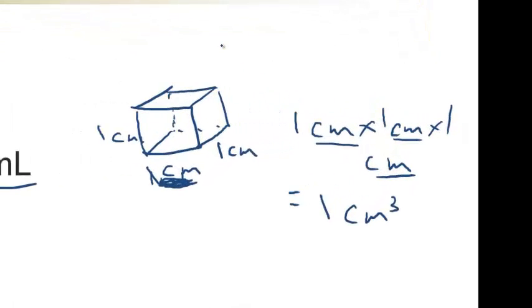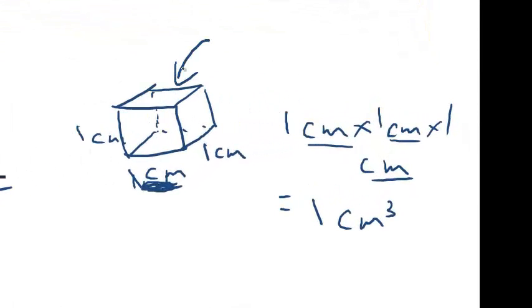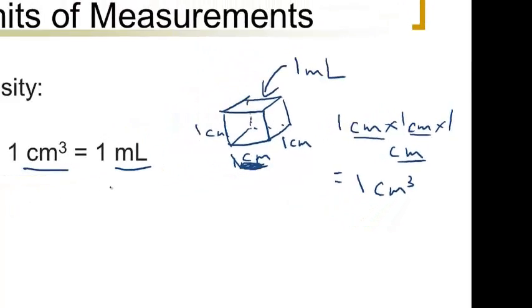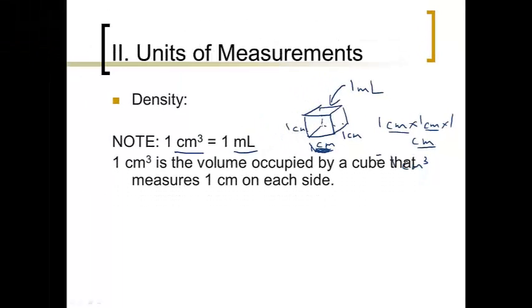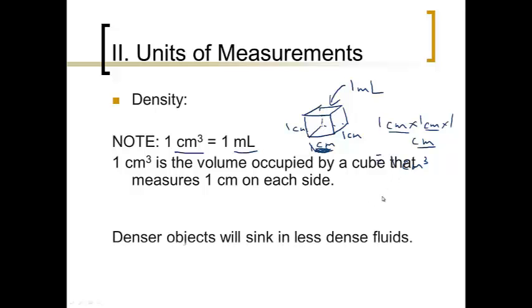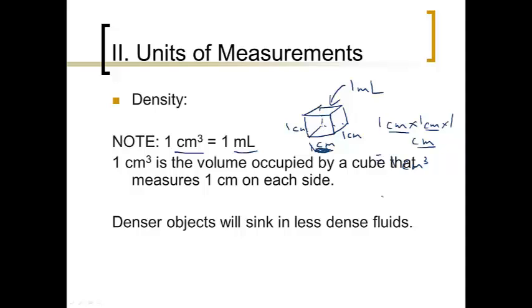Fill up this box with liquid, pour it into a graduated cylinder. Its volume would be 1 ml. Okay, so that's where this equality comes from. Okay. 1 cubic centimeter is the volume occupied by a cube that measures 1 centimeter on each side. Okay. And remember this, denser objects will sink in fluids that are less dense than the object.